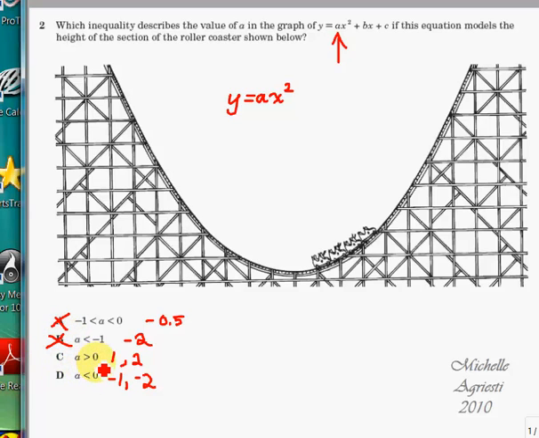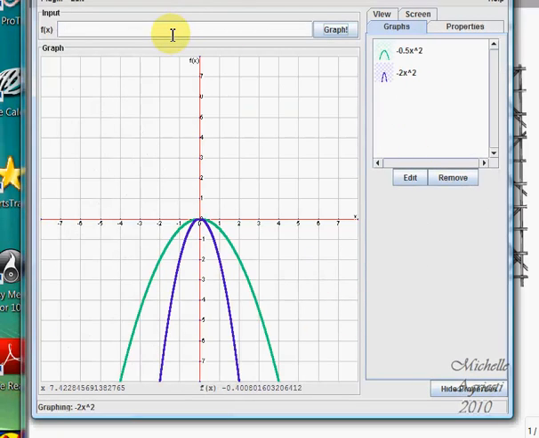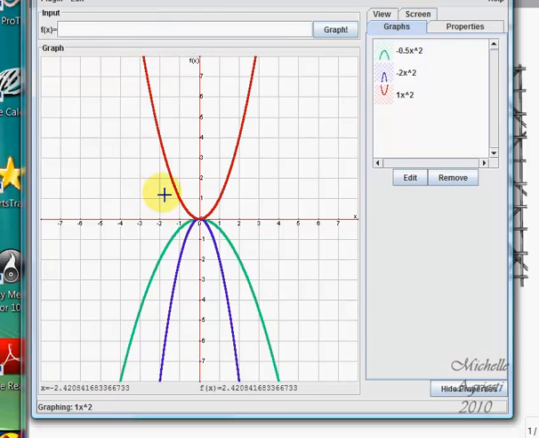On C, a is greater than 0, and we could use either one of these or many others, so we'll do that. Let's say 1x squared, 1x raised to the second power. And there it is. It's nice. It opens up. It's a parabola. And we know we want ours to open up.